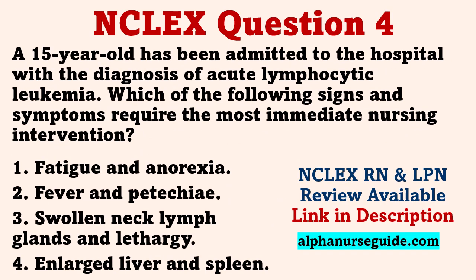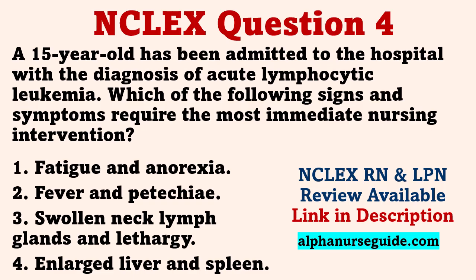A 15-year-old has been admitted to the hospital with a diagnosis of acute lymphocytic leukemia. Which of the following signs and symptoms require the most immediate nursing intervention? 1. Fatigue and anorexia. 2. Fever and petechiae. 3. Swollen neck lymph glands and lethargy. 4. Enlarged liver and spleen.